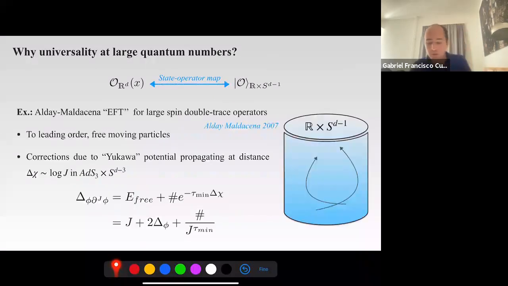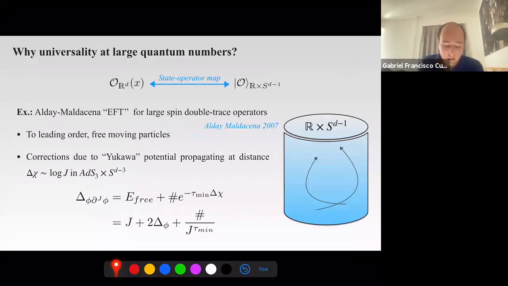Just to review how this works in the large spin case, the idea is due to Alday and Maldacena: large spin operators, at least some large spin operators that you would intuitively call double trace, can be thought of to leading order as free, fast spinning particles on the cylinder. Therefore, their energy will be approximately given by their free energy, which is twice their mass, the scaling dimension, plus the angular momentum. And corrections will be small.